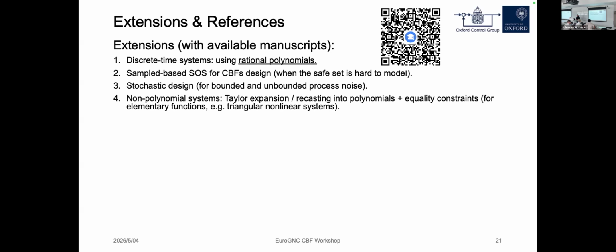The last speaker argued this method only applies to polynomial systems. I would argue no, and this is well known. For non-polynomial systems, there are two ways. The first is to do a Taylor expansion straightforwardly. A more mature way is to recast the non-polynomial system into a polynomial system plus equality constraints. This is accurate, sufficient and necessary for any elementary function. For example, trigonometric or exponential functions can all be recast into polynomials.